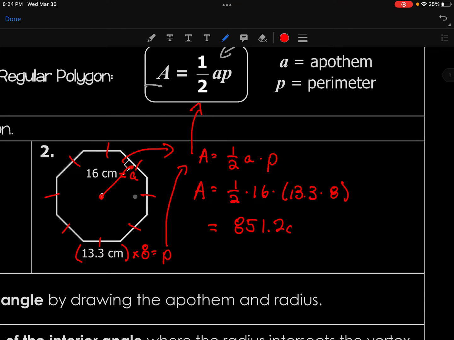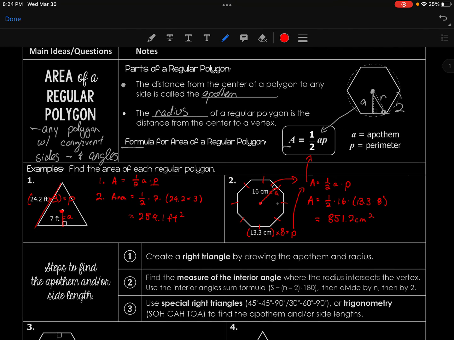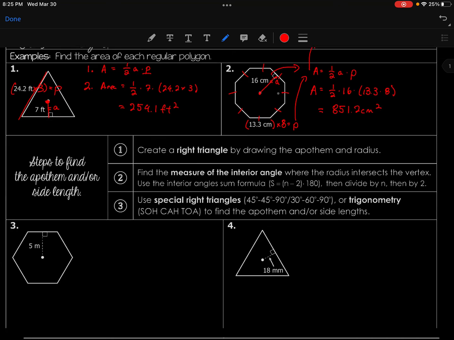851.2 centimeters squared. Now, however, pause it to copy it down, etc. Play it back when you're ready. Now, I'm going to go to the next part.